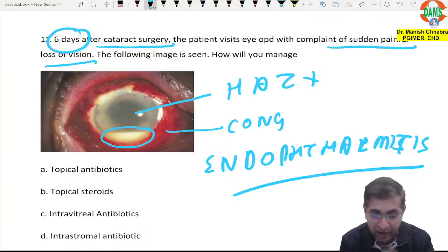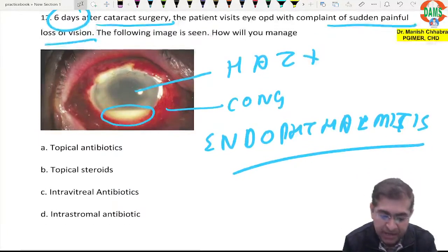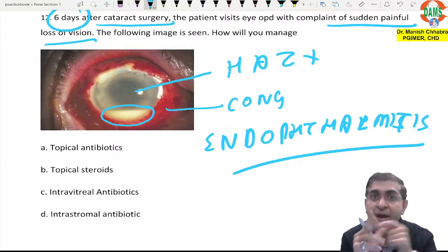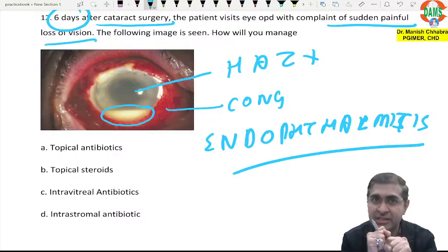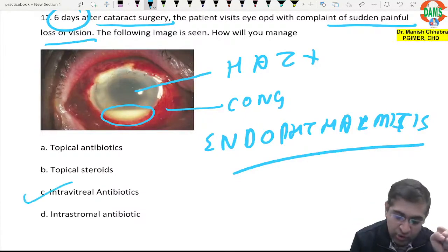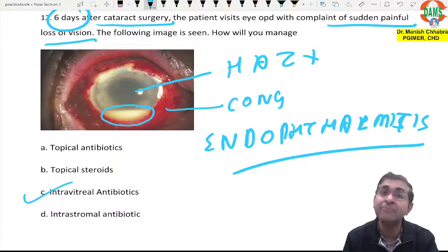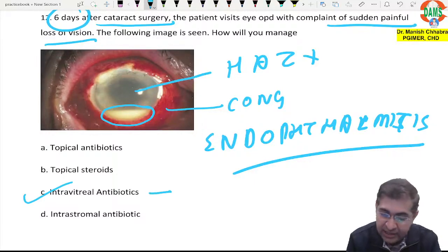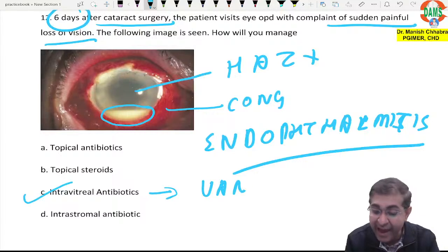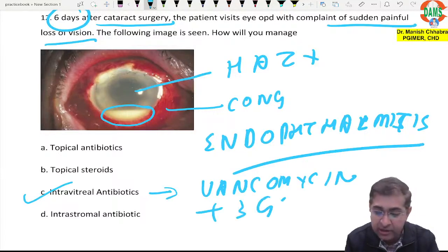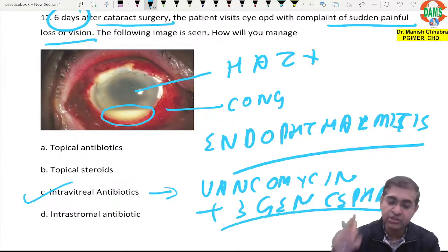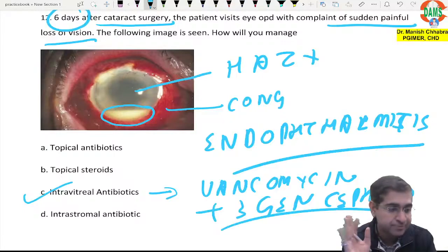Now, what is the treatment of endophthalmitis? In endophthalmitis, there is inflammation of the choroid, retina, aqueous humor, vitreous humor, and lens zonules. So, you are going to give intravitreal antibiotics. Which antibiotic are you going to give? Vancomycin plus a third generation cephalosporin. So, this is your treatment.